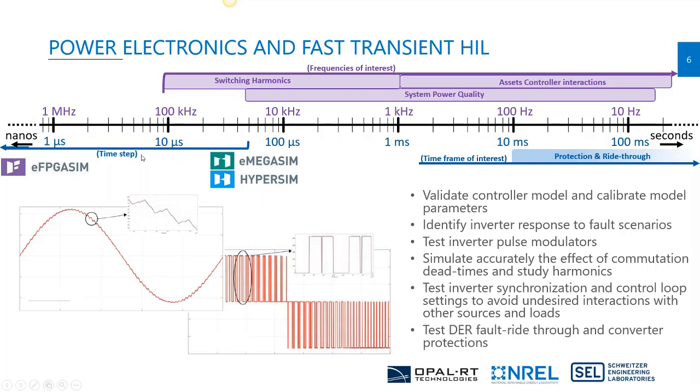And to simulate those systems, you need time steps that are on the order of hundreds of nanoseconds to about 50 microseconds. We've got some tools that allow you to go to hundreds of nanoseconds. It's eFPGASIM. And then typical EMT type simulations are done using eMEGAsim, RT-LAB and HYPERSIM from OPAL-RT. You could also have hybrid simulations where you decouple the power electronics in eFPGASIM and run the whole system in eMEGAsim or HYPERSIM.